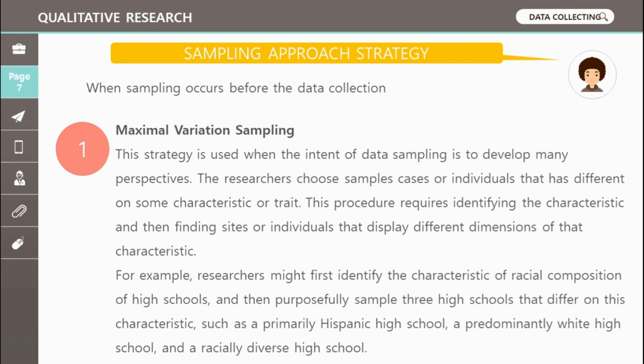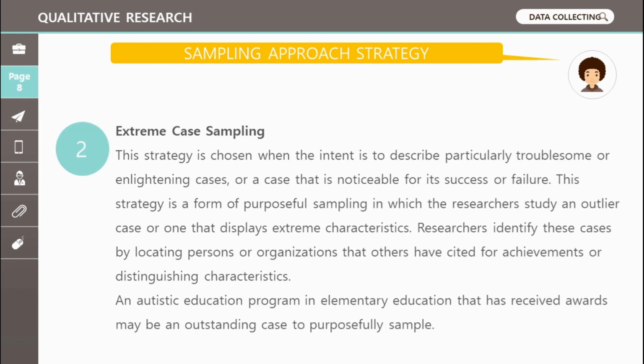For example, researchers might first identify the characteristic of racial composition of high schools and then purposefully sample 3 high schools that differ on these characteristics, such as a primarily Hispanic high school, a predominantly white high school, and a racially diverse high school.